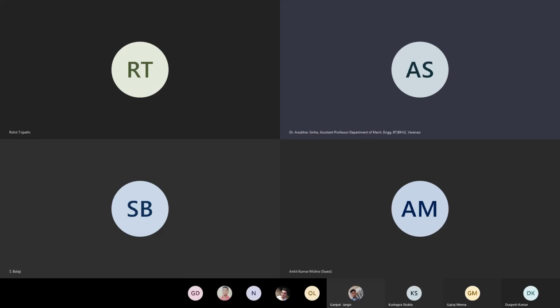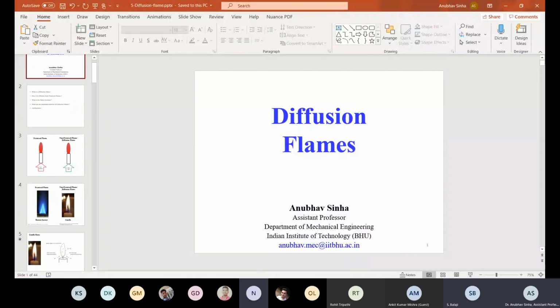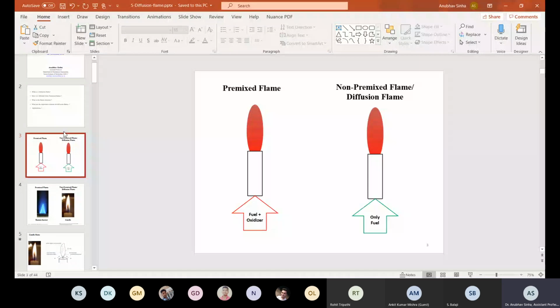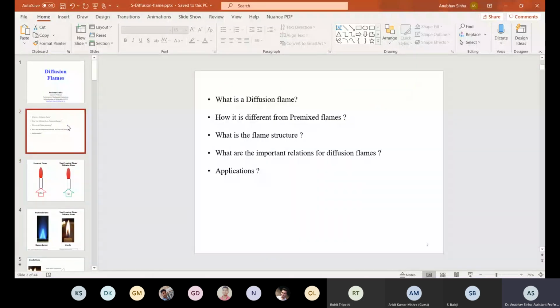So diffusion flames, we started yesterday. You can see that PPT, right? Yes, sir. Okay, fine. So I will quickly go through the slides of what we have already discussed. If anyone has any questions or any doubt, please feel free to ask.